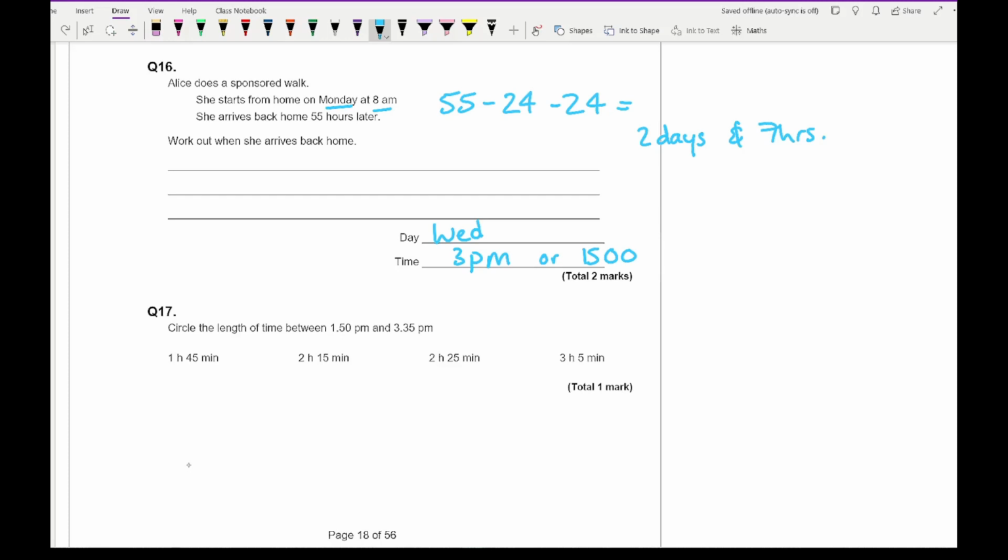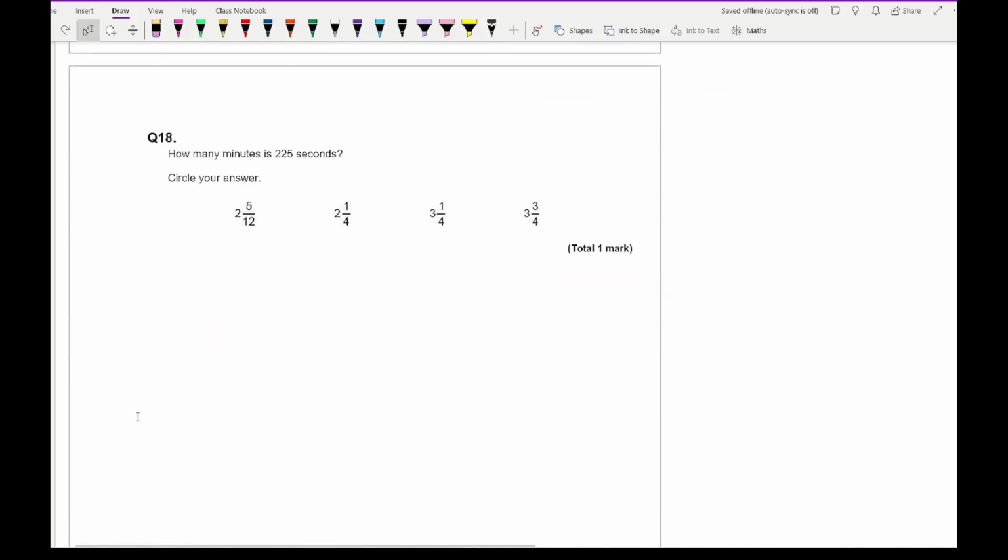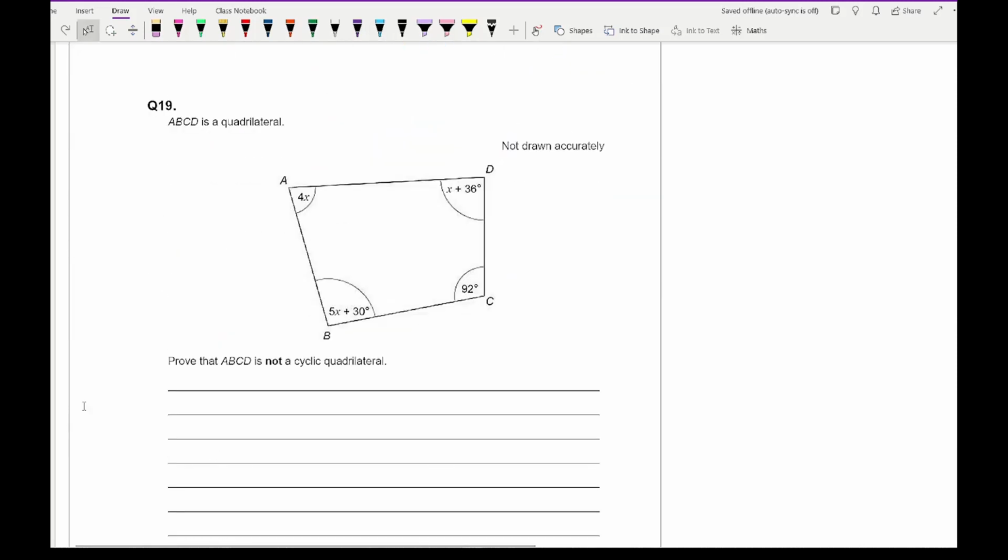And then question 17 says circle the length of time between 1:50 p.m. and 3:35 p.m. and the correct time you should have is 1 hour and 45 minutes. Moving on to question 18, it says how many minutes are there in 225? For this, all I need to do is divide by 60, then simplify the fraction, which I could easily do on my calculator, and it should be 15/4. And if I press Shift SD, if you've got a Casio calculator, that's going to be 3 3/4, which is our last option.